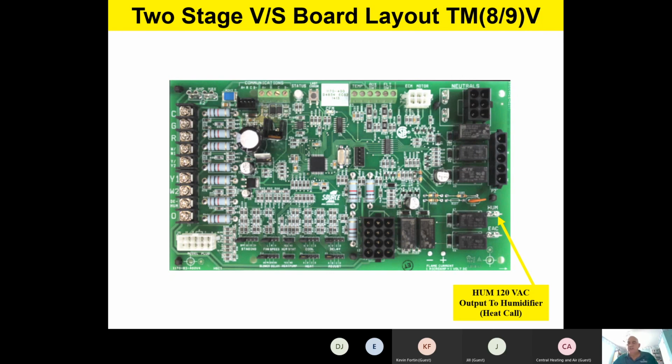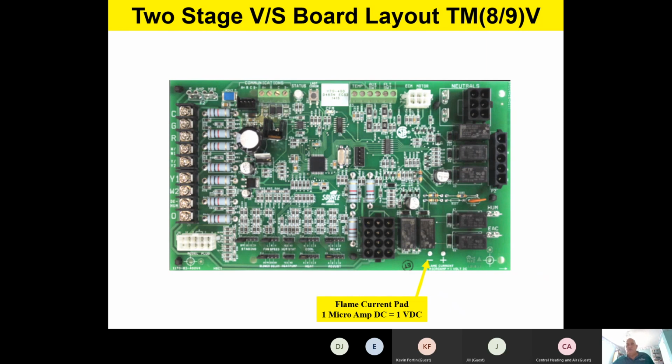Below all of that, you've got a humidifier terminal. Again, this is 120 volt output. Anytime you have a heating call, you'll output 120 volts on this board to run a humidifier if so desired. Right below the humidifier terminal, you have an EAC terminal. Again, this is for an electronic air cleaner. And it should be noted, team, anytime you have a G call, or in other words, anytime the fan is running, you'll have 120 volt output on this terminal EAC to run an electronic air cleaner anytime the fan is running.